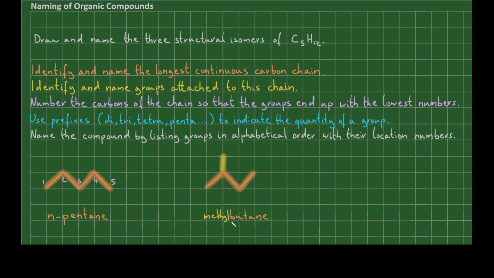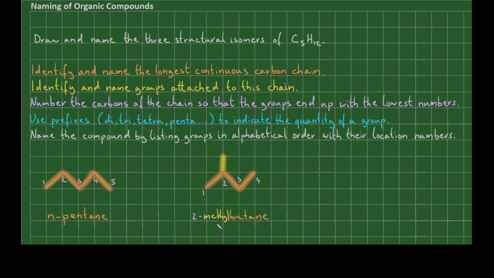Where is the methyl located? To answer that, I need to number the carbons so that the groups end up with the lowest numbers. In this case, this means numbering from left to right. Now I can say that the methyl group is on carbon number 2. The name of this isomer is 2-methylbutane. We're almost there. One more left.